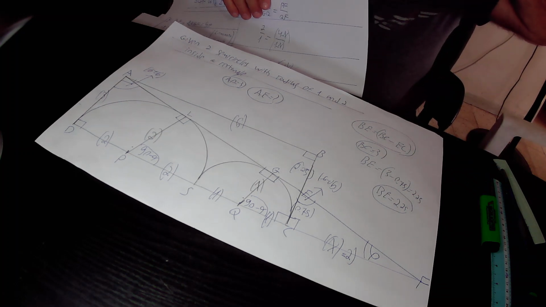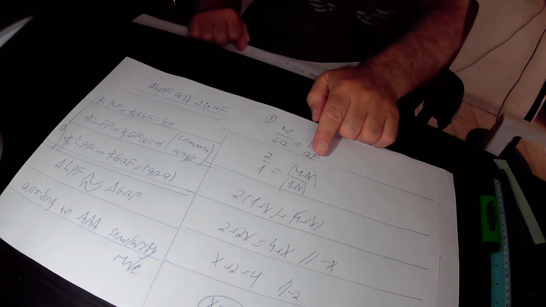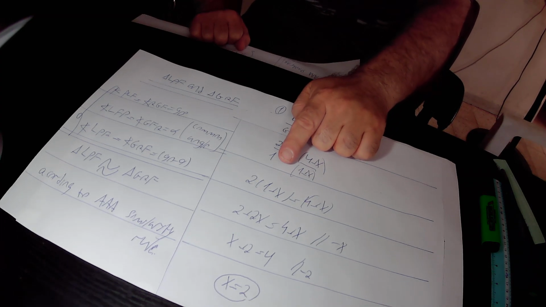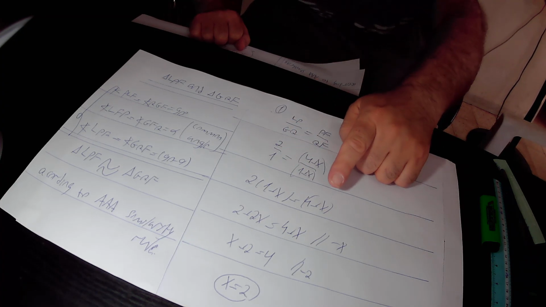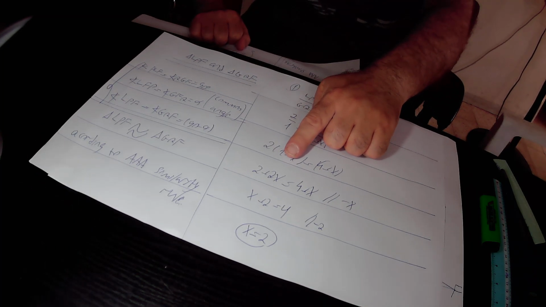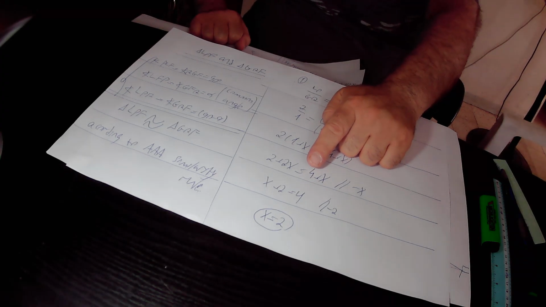So we found out that 2 over 1 equals 4 plus x over 1 plus x. Here we multiply this equation by 1 plus x, and find that 2 times 1 plus x equals 4 plus x. Here we open the brackets and find that 2 times 1 is 2, plus 2x equals 4 plus x. Here we subtract x from both sides, and find that 2x minus x is x, so we are left with x plus 2 equals 4. Then we subtract 2, and find that x equals 4 minus 2, that is 2.